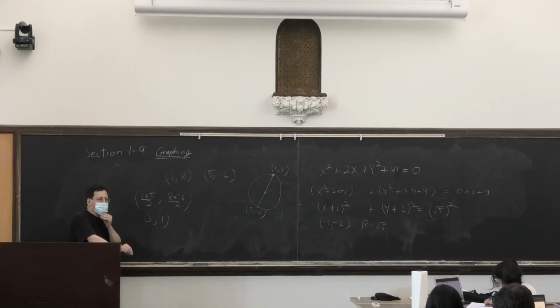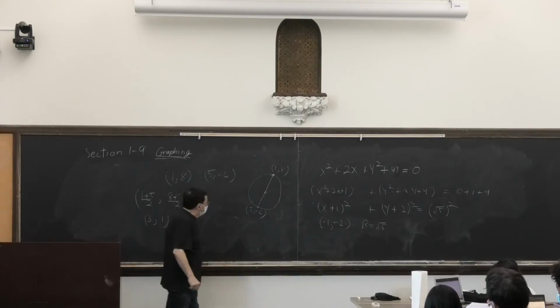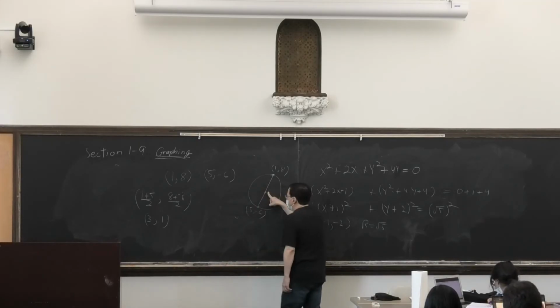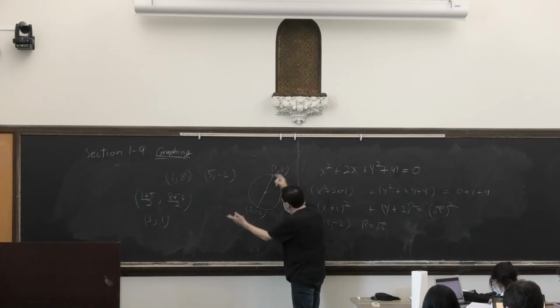Now we just need to find the radius. How are we going to find the radius? We've got a couple of choices here. Yes, the distance formula. Well, we know what this is now. We can either find the distance from here to here, from here to here, or we can find the distance from here to here and divide by 2.